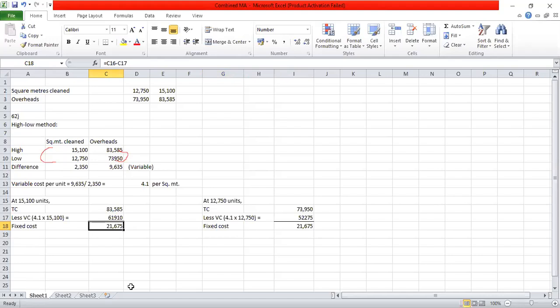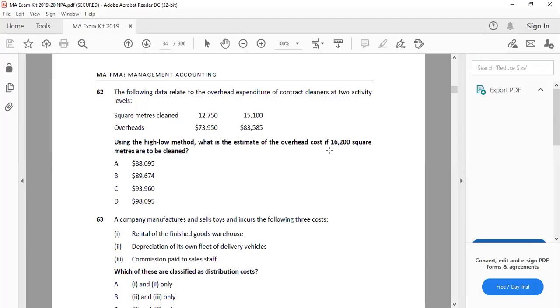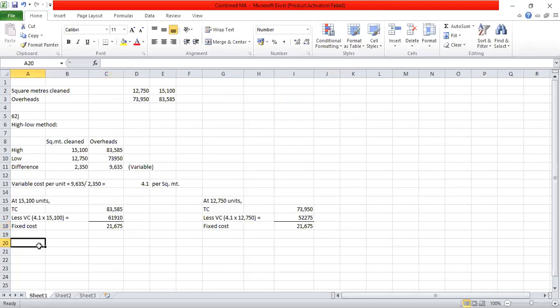So we now know the variable cost per unit. We also know the total fixed cost. So the question is asking us to estimate the cost at 16,200 square meters. What is the estimate of the overhead cost if 16,200 square meters are to be cleaned? Estimated cost.